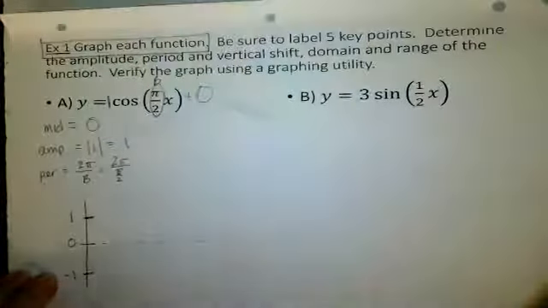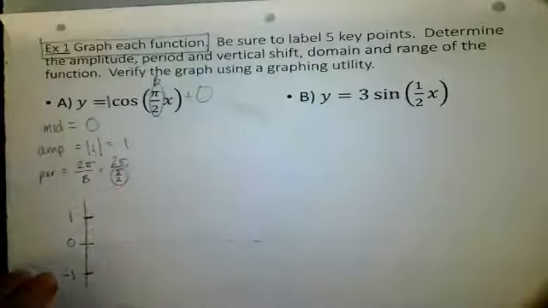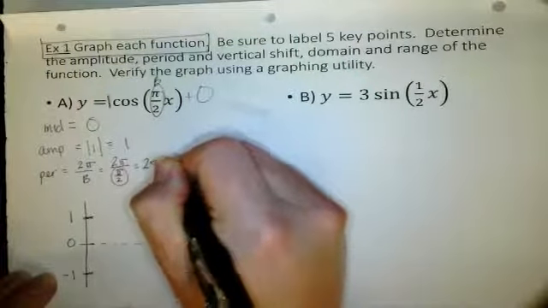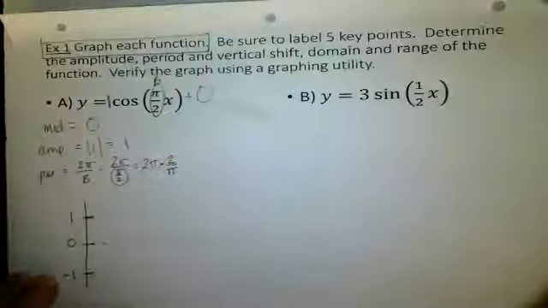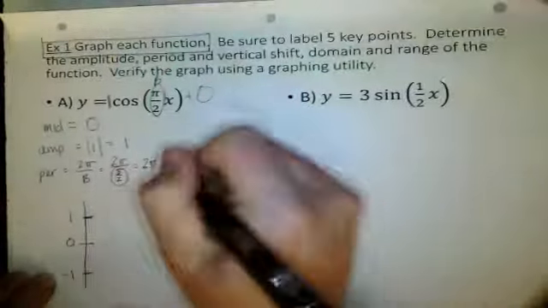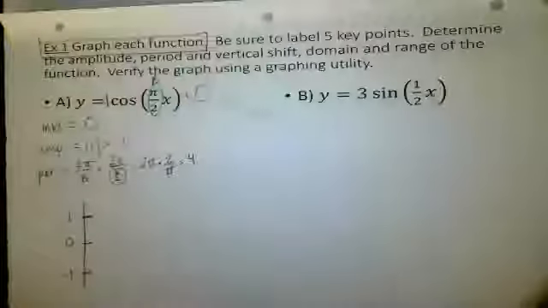Keep, change, flip. We do have to multiply by the reciprocal. So this is going to be 2 pi times 2 over pi. The pi's do cancel out, but we get 4. The 2's do not. They multiply. So we get a period of 4. That's very interesting.